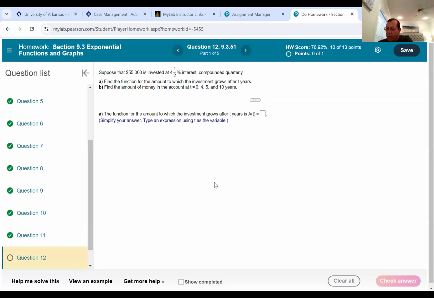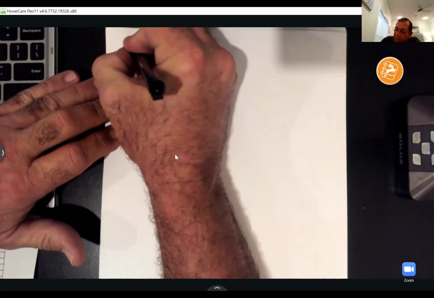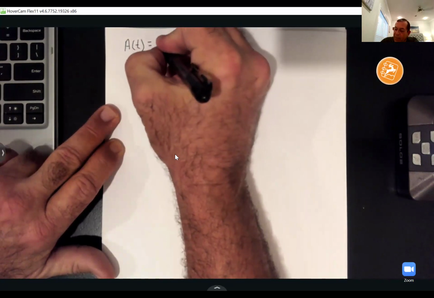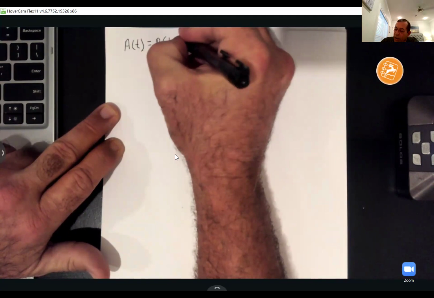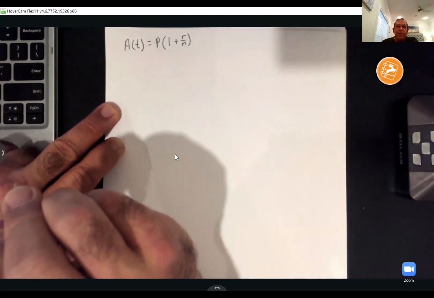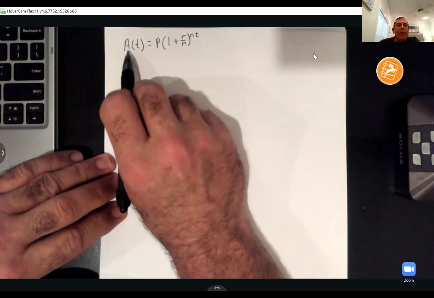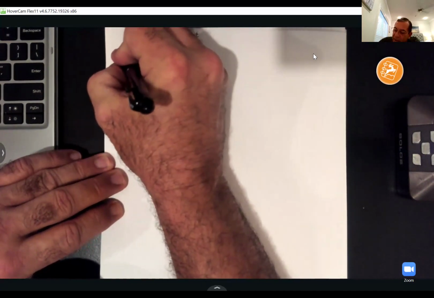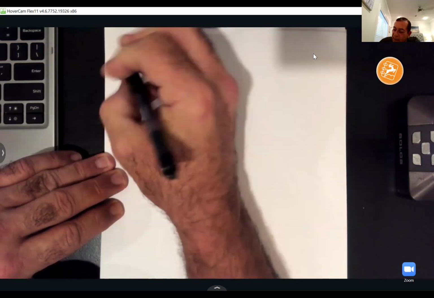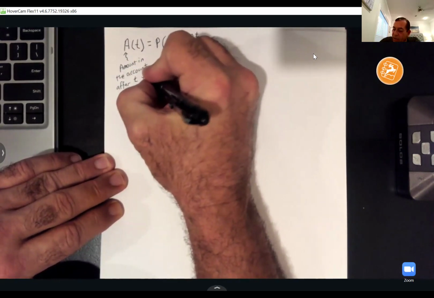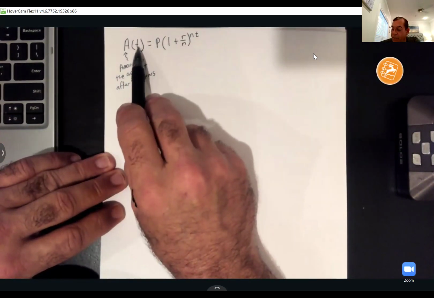All righty, y'all. Let me get my paper ready and I'm going to show you a formula real quick, and then we'll come back and play with that. This is the formula we're using for these investments. A of T equals P times parentheses 1 plus R divided by N, all raised to the N times T. A of T means the amount in the account after T years. So basically the years is the variable for this, okay?